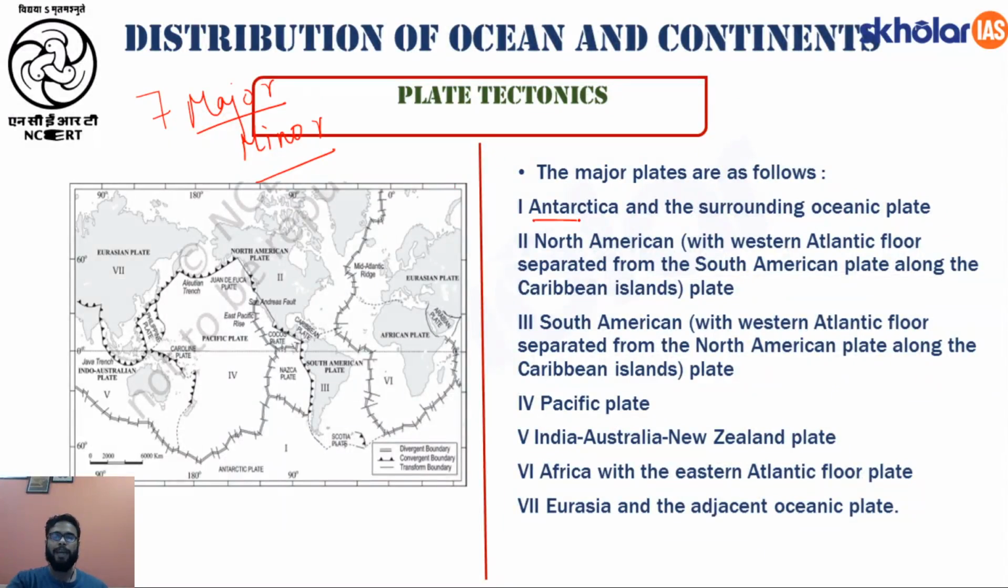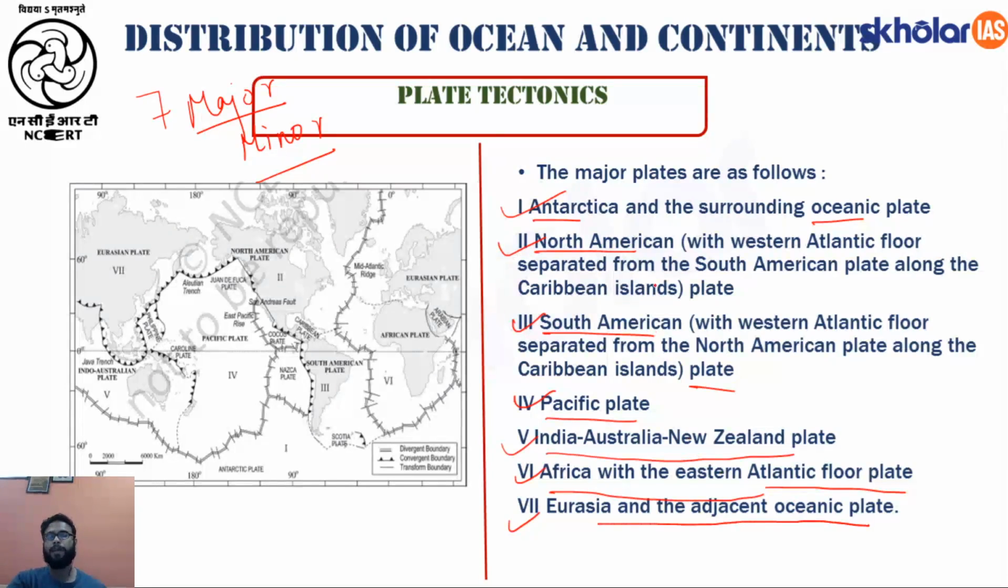Firstly, we have the Antarctica and the surrounding oceanic plate, number 1 major plate. Secondly, we have the North American plate. Then we have the South American plate. Then we have the Pacific plate. Then we have the India, Australia, and New Zealand plate. Then we have the Africa and the Eastern Atlantic floor plate, and then we have the Eurasia and the adjacent oceanic plate. So these are the 7 major lithospheric plates that we see.